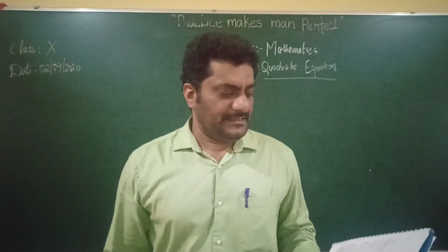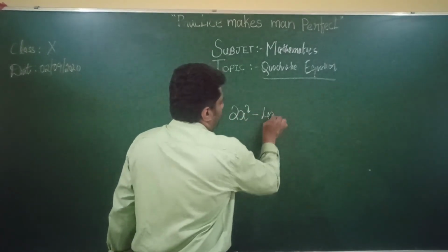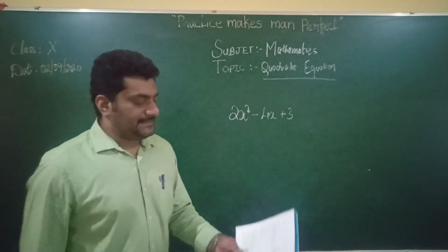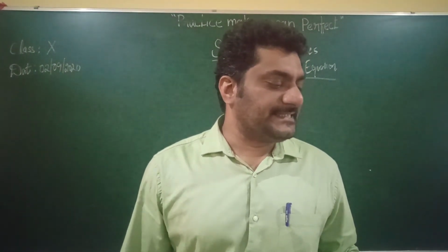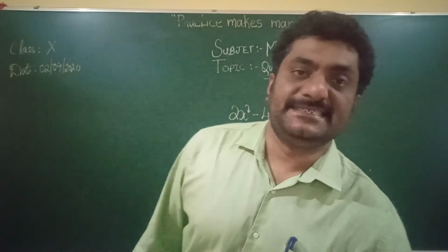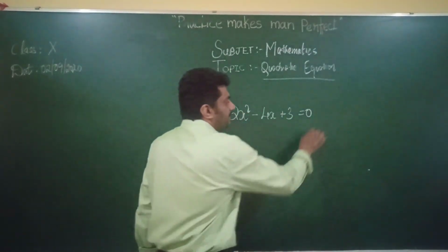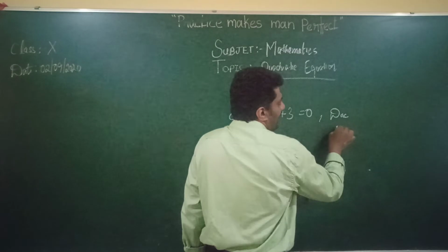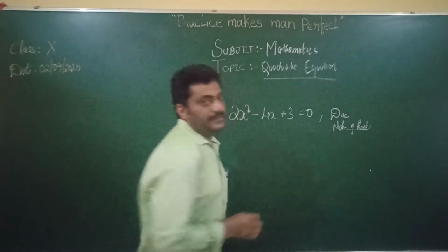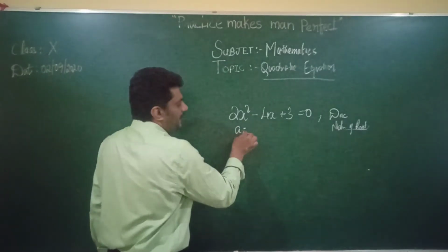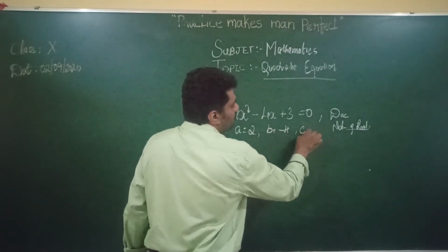Find the discriminant of the quadratic equation 2x squared minus 4x plus 3 is equal to 0, and hence find the nature of roots. First we have to find the discriminant, and then we have to find the nature of roots. Now how do we do this? What is the value of a? A value is 2, b value is minus 4, and c value is 3.